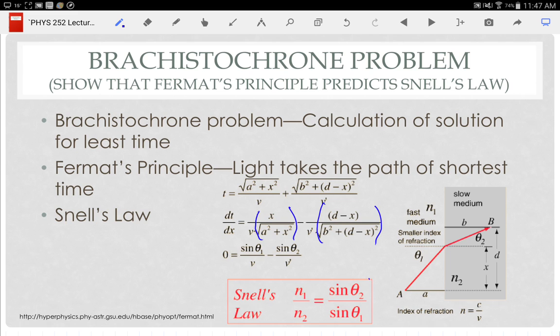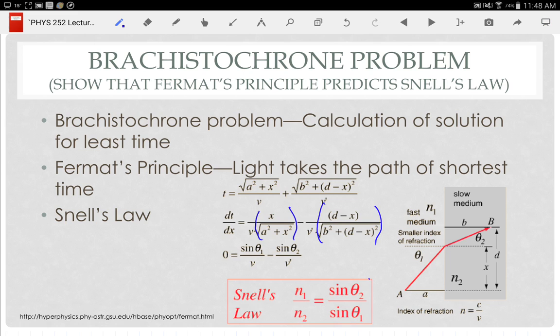Question, Michael? That t equation, is that something that we're supposed to know? No, you just derive that by geometry. You are supposed to know that distance is equal to speed multiplied by time. And that's derived using distance equals speed multiplied by time. Okay.